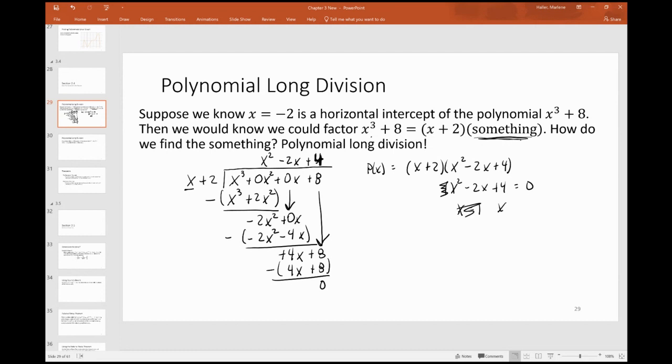So x equals 2.732 or 0.732. Okay. All right. Let's do one more example.